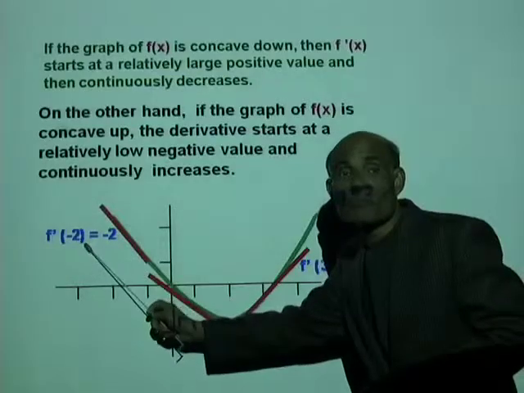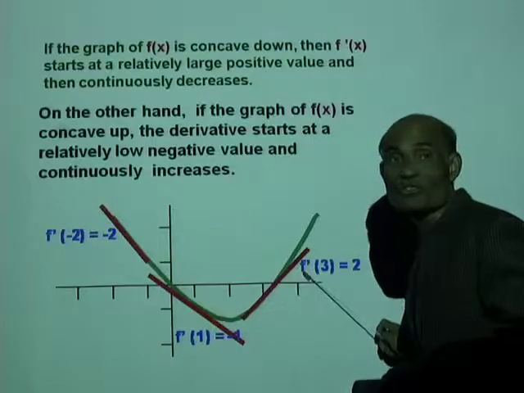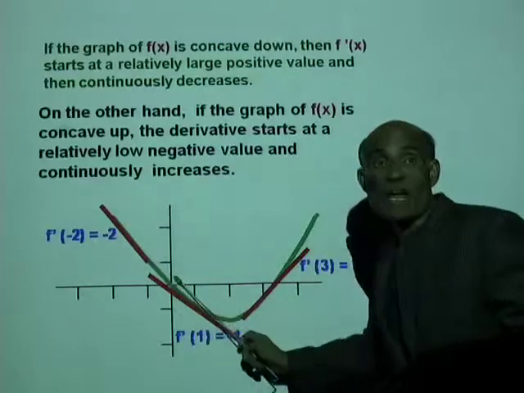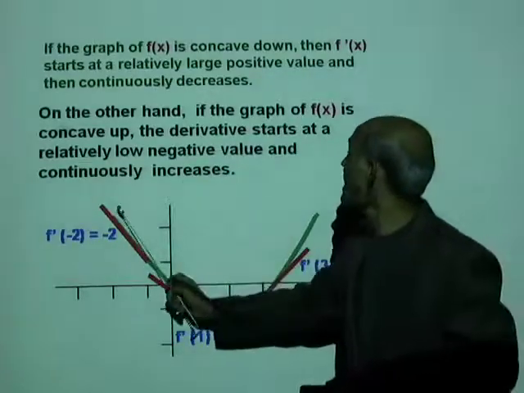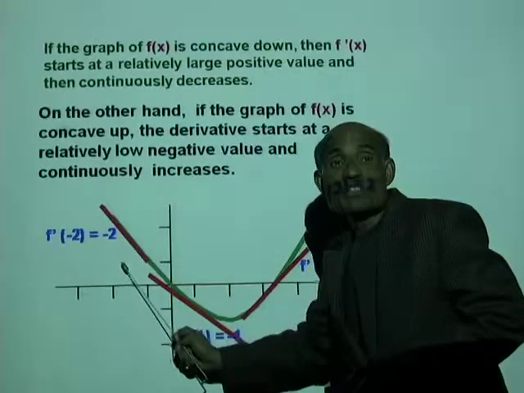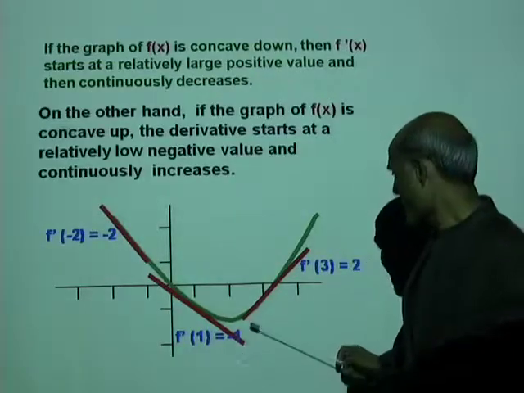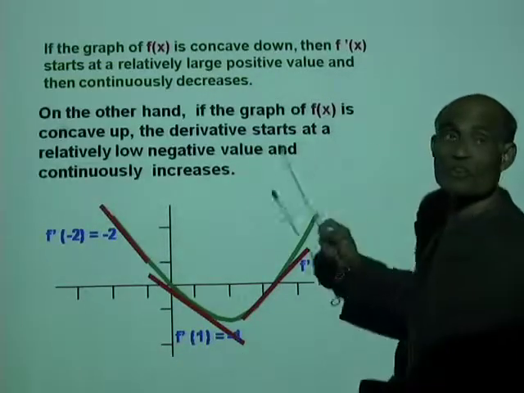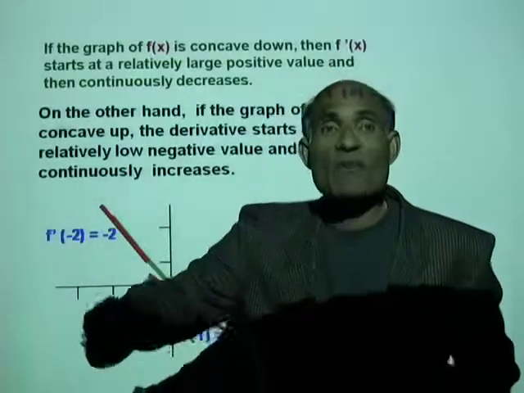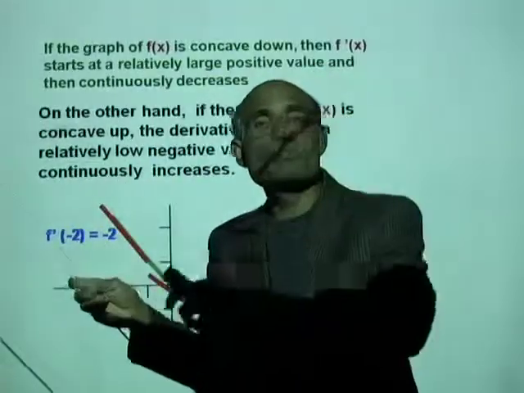So, if you go from left to right, in this case, the derivative steadily increases. So, if the graph of f of x is concave up, the derivative starts at a relatively low negative value and continuously increases: -2, -1, 1, 2, and so on. Very important relation. If the graph of a function is concave up, in that interval, the derivative of that function will be increasing.